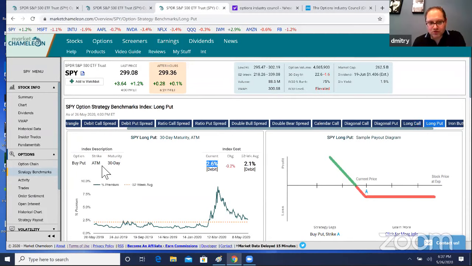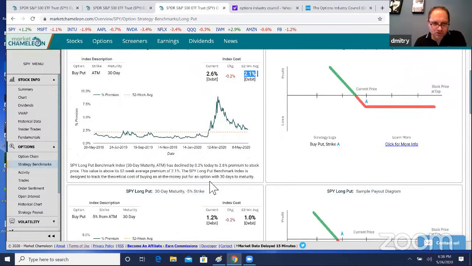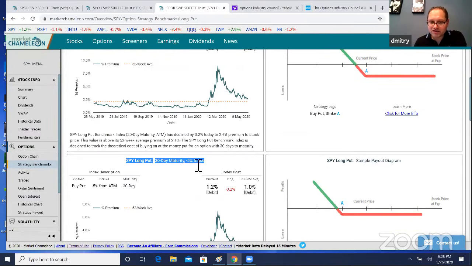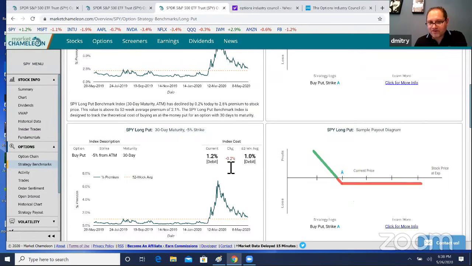So here on a 30-day maturity, it costs you 2.6 to buy, you would receive 2.6% to sell. That's the average, 2.1. If you want, I think we did an out of the money one too. So here's an out of the money, 5% out of the money. At 5% out of the money, right now the premium is 1.2 versus 1. So it's just the flip side. Long, the short would be the reverse of that.